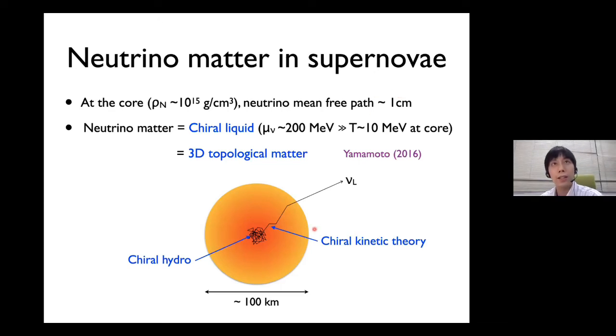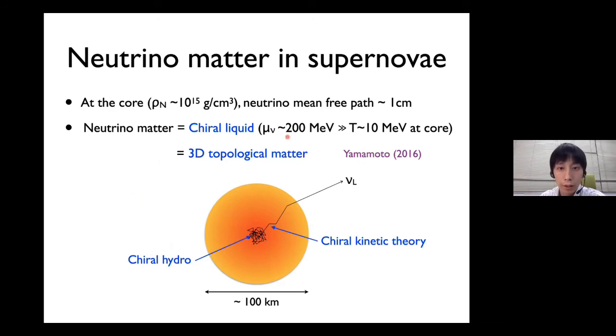But here we are interested in the astrophysical system. For example, the radius of the core of the supernova is roughly 100 kilometers. So this neutrino mean free path is much, much shorter than the typical astrophysical length scale. This means that the hydrodynamic regime is achieved even for neutrinos. Or in other words, neutrino matter behaves like a chiral liquid with a giant parity violation, at least at the core of a supernova, which is described by chiral hydrodynamics.